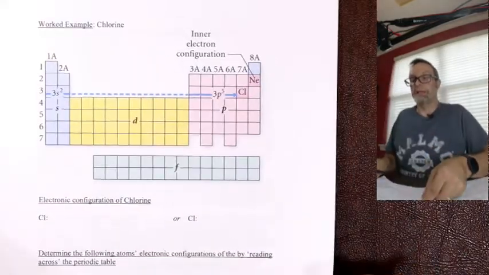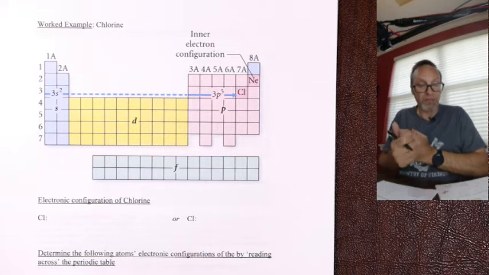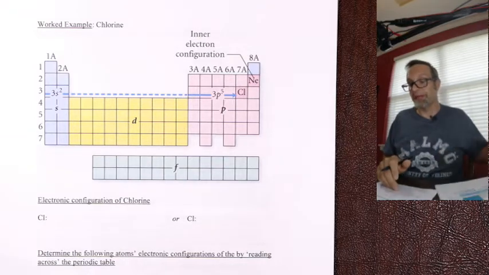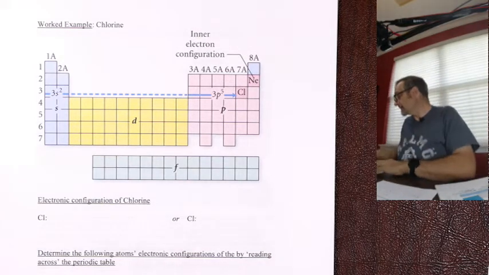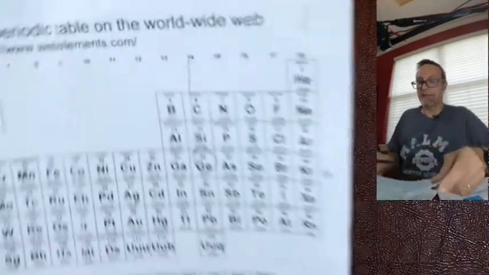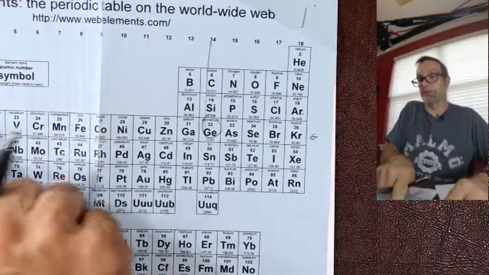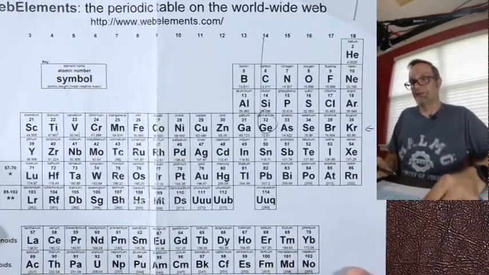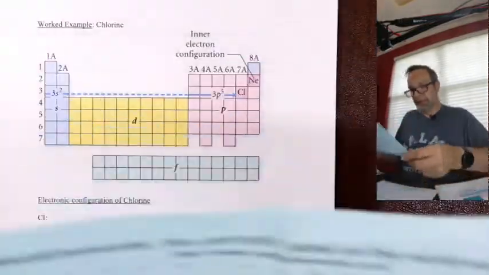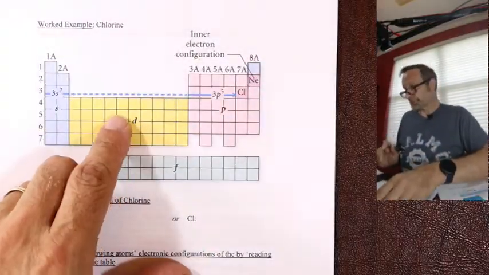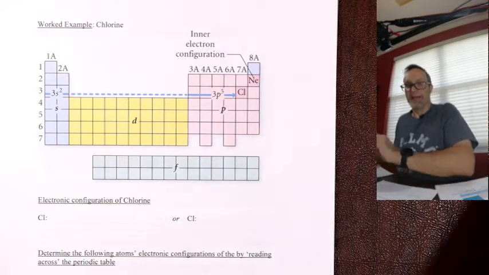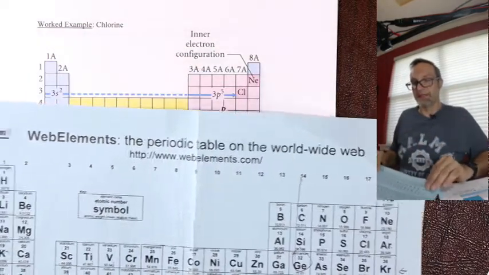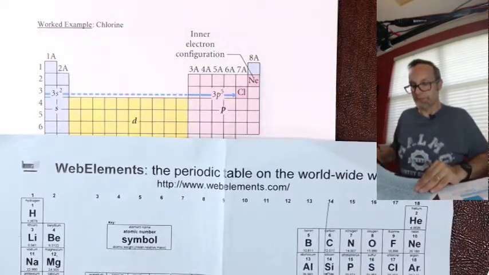Now, what we've got to do, if you want an electronic configuration, is read across the periodic table. Now you will have this one, so I'm going to recommend you use this one to read across, right? It's kind of tricky because it's the wrong size. So have this one just sitting there, just look at it as I look at it. So I'm going to read across.